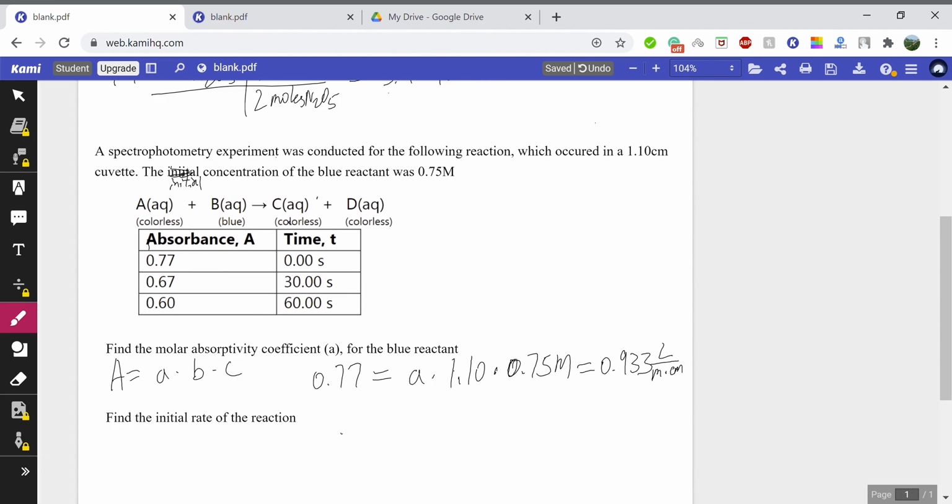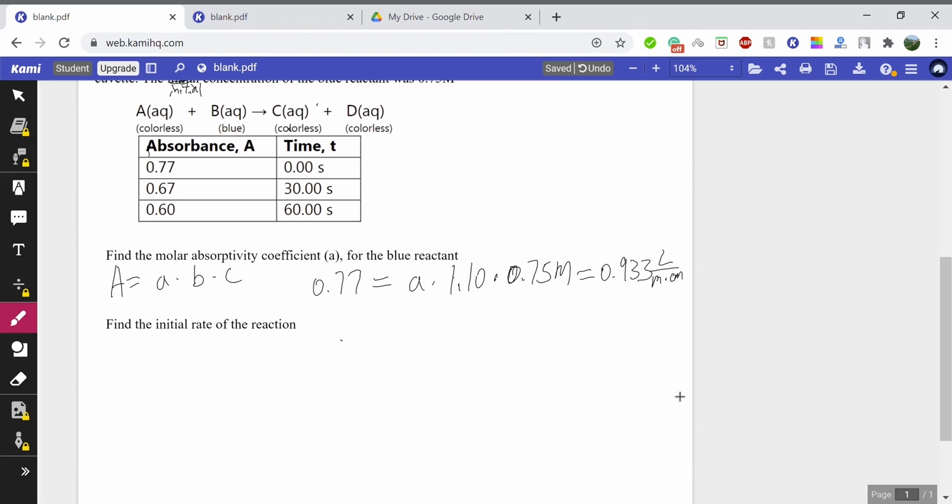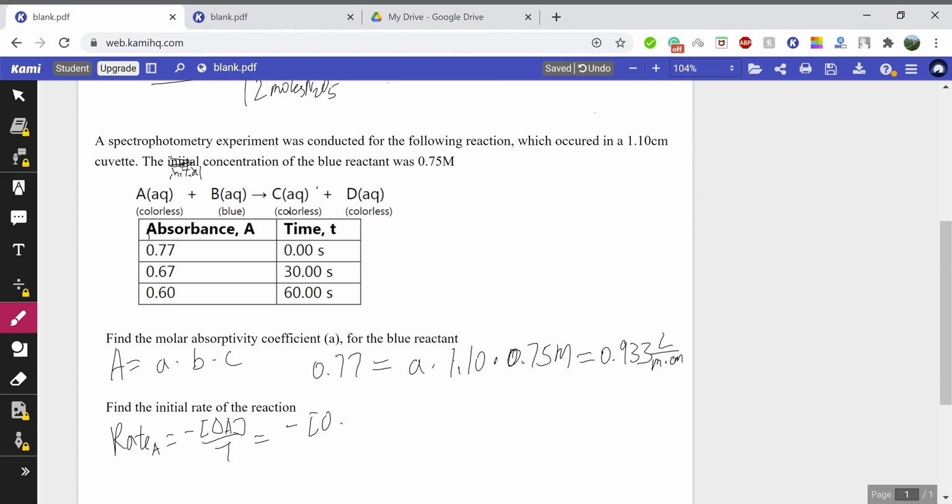Find the initial rate of the reaction. We can use rate of A is equal to negative change in concentration of A divided by time. So 0.67 minus 0.77 divided by the change in time, which was 30 seconds. And then this will be negative 0.67 minus 0.77 divided by 30 seconds, which will give an answer of 0.00333. The units will be molar per second again, since it's a rate.